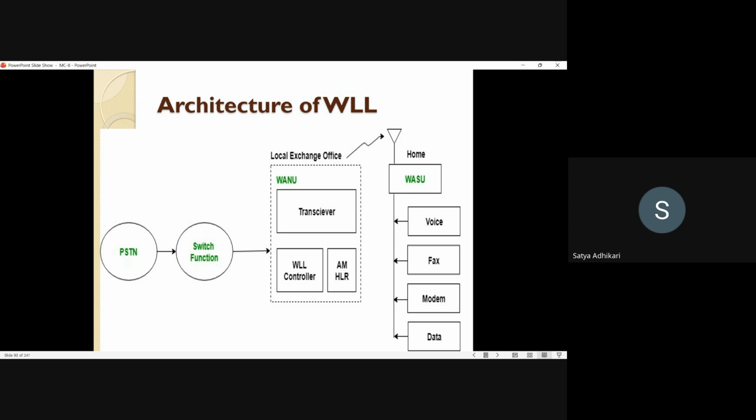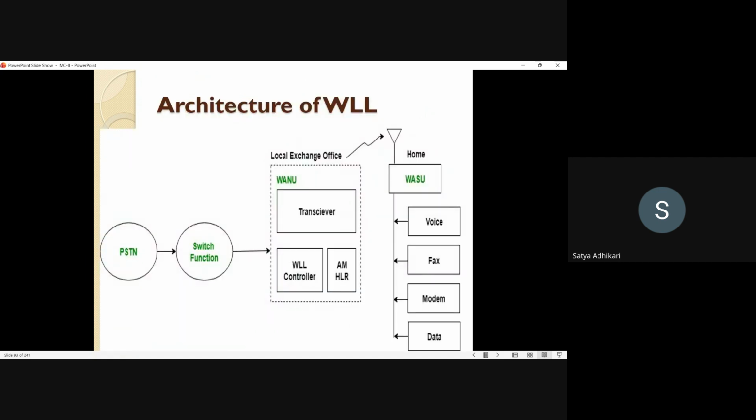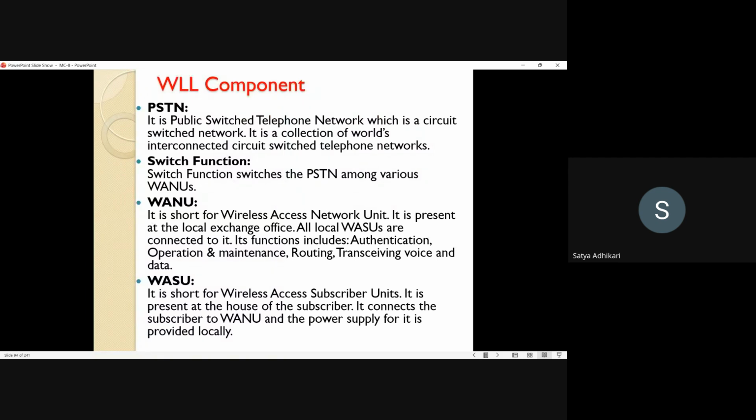Let us discuss the components in this architecture. You see there is PSTN. In the previous slide you see PSTN is there. It is the public switched telephone network, which is a circuit switched network. It is a collection of interconnected circuit switches. The switch function switches the PSTN among various nodes.